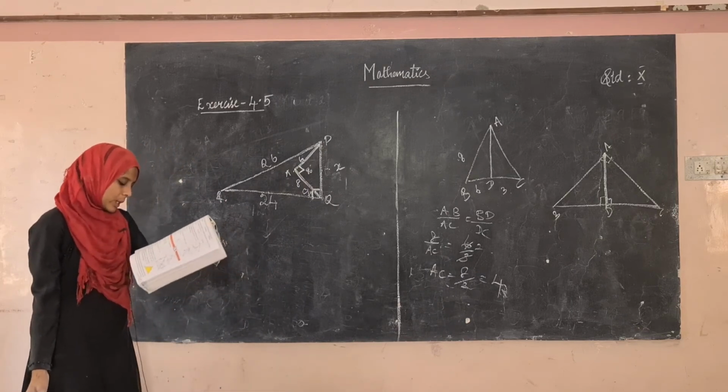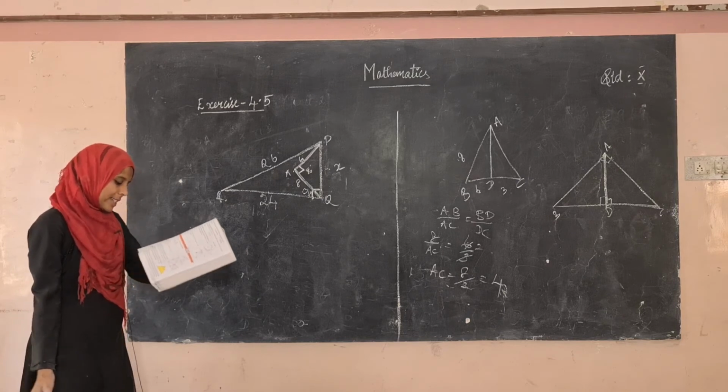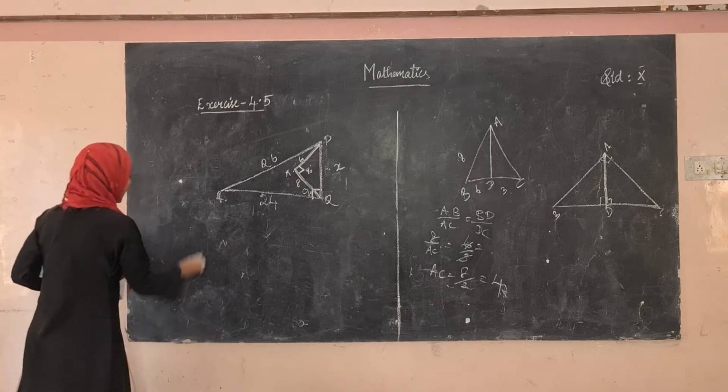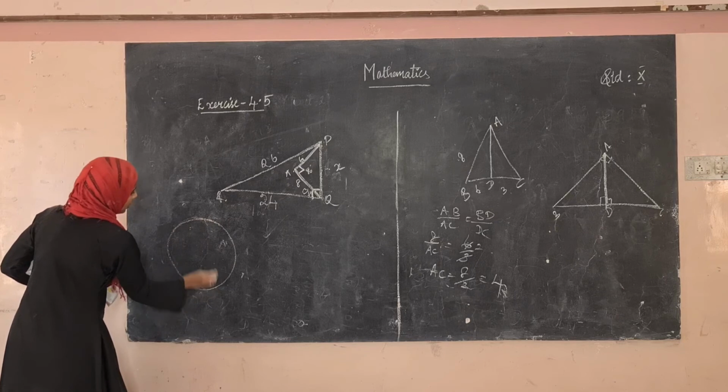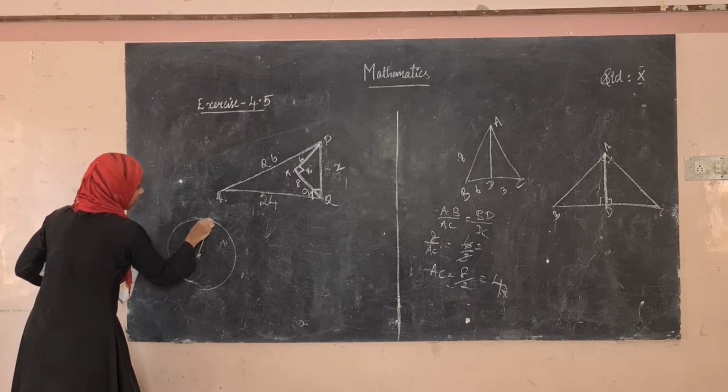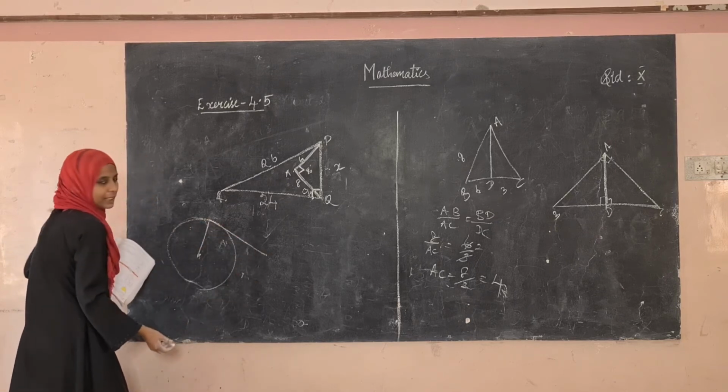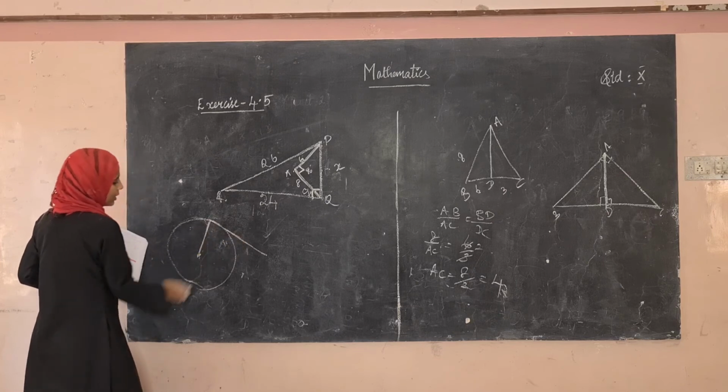See the 11th question. The tangent is perpendicular to the radius at the point where it touches. See, if this is the circle and this is the radius, and this is the tangent, the tangent and the radius.